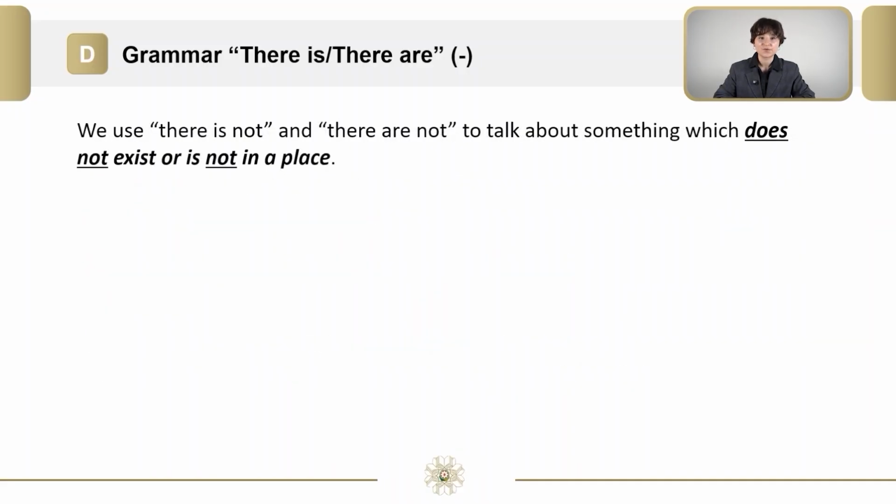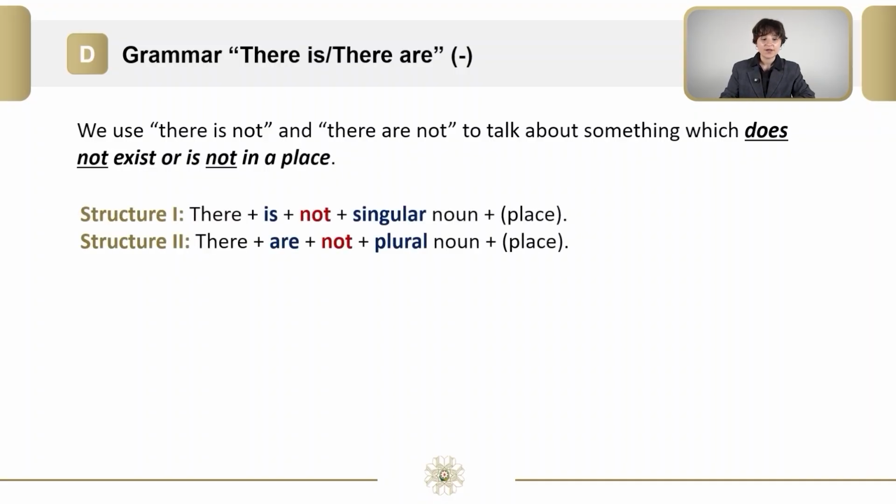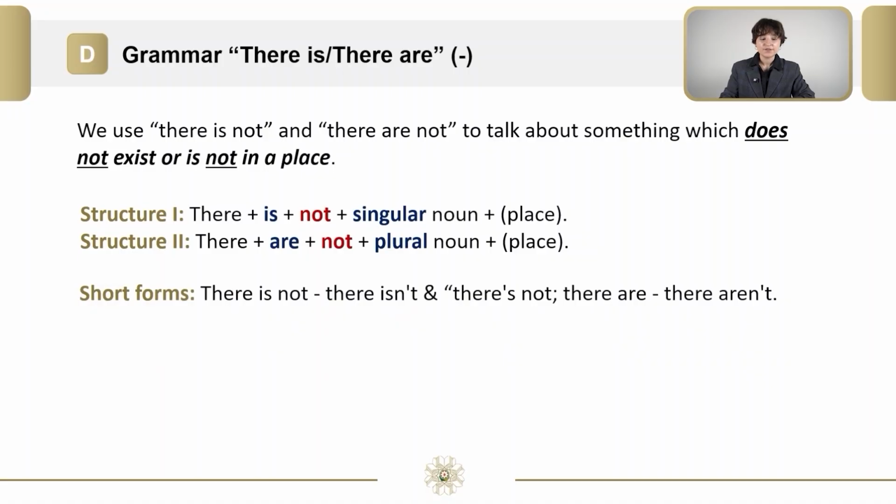Now let's talk about there is, there are in negative. We use there is not and there are not to talk about something which does not exist or is not in a place. The structure 1 is there plus is plus not plus singular noun plus place. Structure 2 is there plus are plus not plus plural noun plus place. Short forms are there is not, there isn't, or there's not; there are not, there aren't.